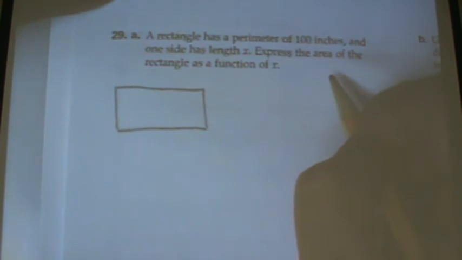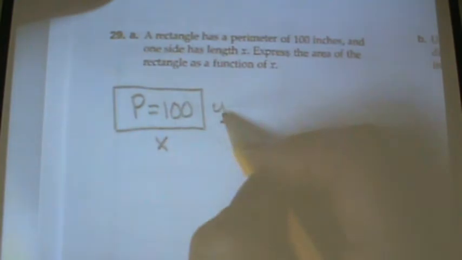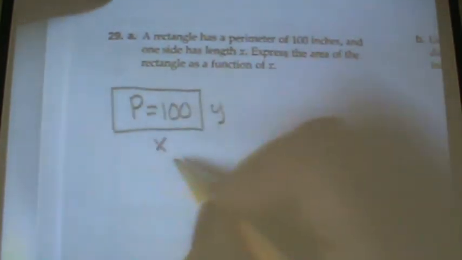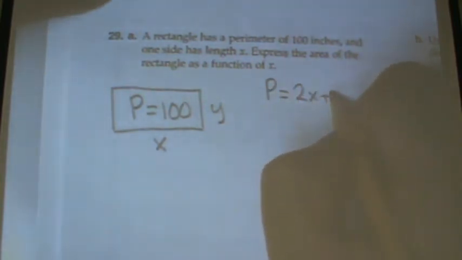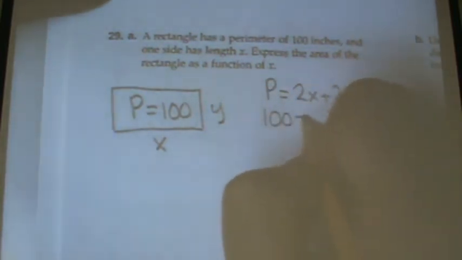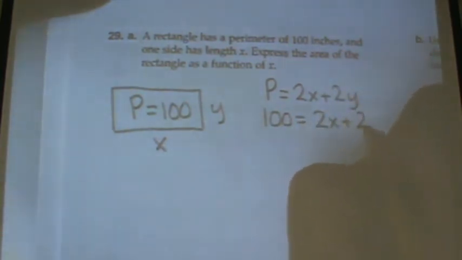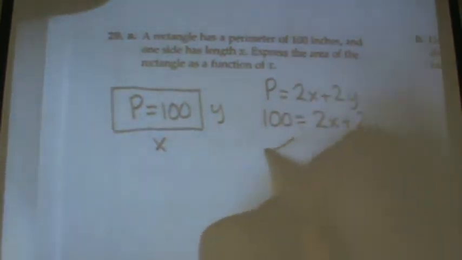It says a rectangle has a perimeter of 100 inches. So let's draw a rectangle. And it says that one side has a length of x. And we have a perimeter of 100. So can someone, using this information, give me an equation for this perimeter? Go ahead. Yep, I said it perfect. 2x plus 2y equals 100. That's what they just gave us.